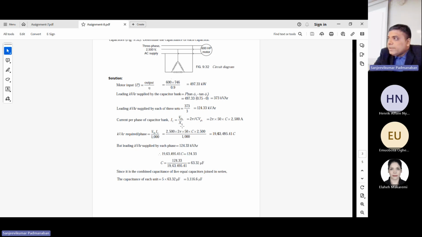IC equals V divided by XC. So V phase divided by XC, which can also be calculated using 2 pi f C V phase. See the formula. So what is XC? 1 by 2 pi f C. You substitute and calculate 2 pi into 50 into C into 2500 amperes. So this is available here.